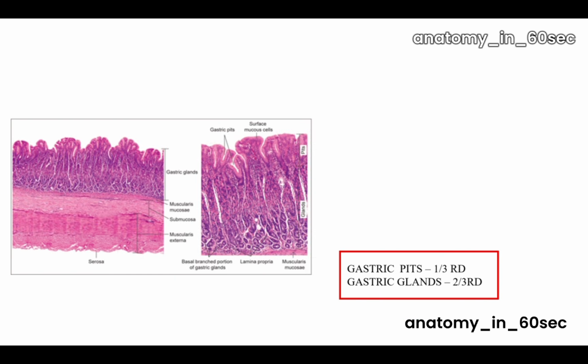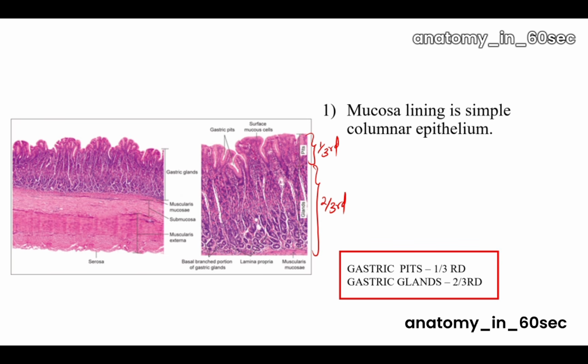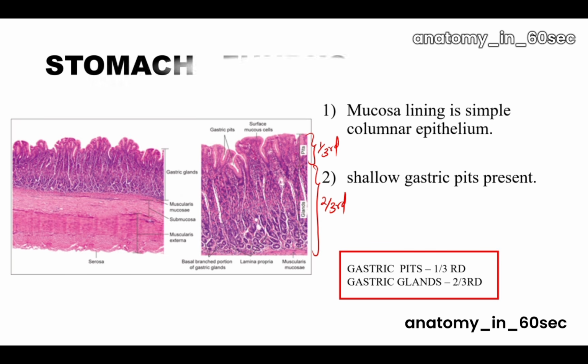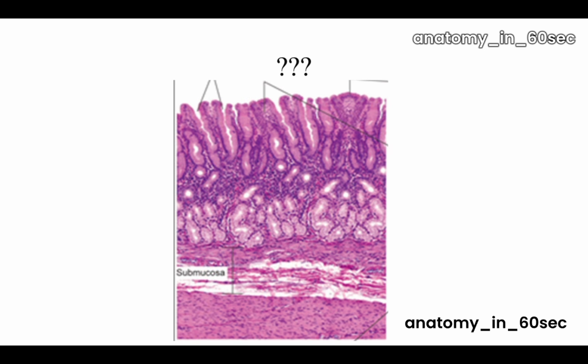Stomach fundusல gastric pits வந்து 1/3 இருக்கும் and gastric glands வந்து 2/3 இருக்கும். So based on this we are able to find stomach fundus and the mucosa lining is simple columnar epithelium with shallow gastric pits. இதுக்கு அப்படியே opposite தான் next slide. So this must be, yes, it is stomach pylorus because the pits are more deeper in this. Very deep pits are present in stomach pylorus whereas the glands are only 1/3 whereas the pits are very deeper and they are 2/3. So this is stomach pylorus.